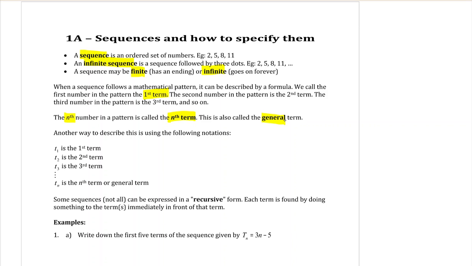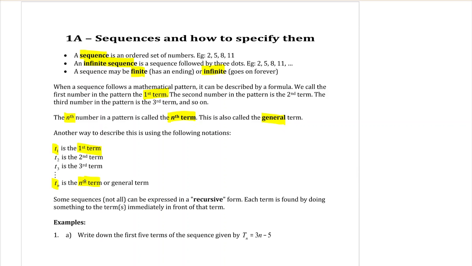Another way to describe this is using the following notation. So the first term, we write a T with a little subscript 1, just slightly down below, meaning the first term. T2, with a little subscript, means the second term. T3, and all the way down to Tn, meaning the nth term, or our general term.